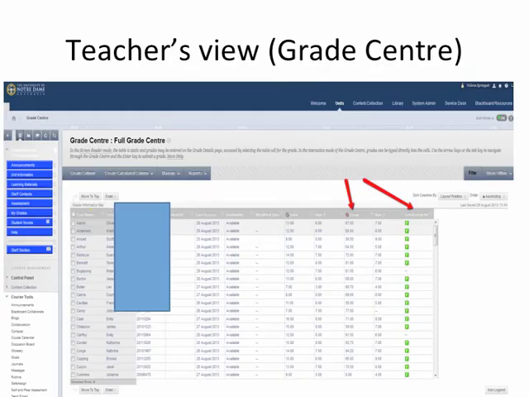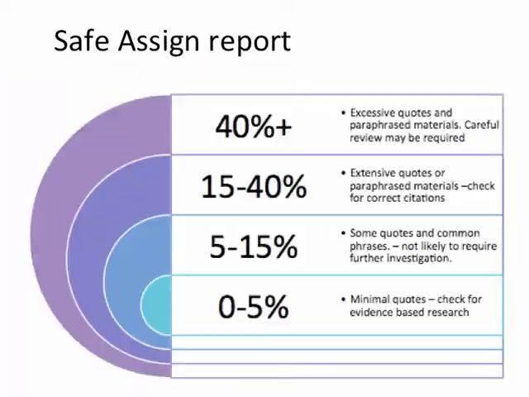So the teacher's view in the Grade Centre, again, looks very similar. You can see that SafeAssign has a link there, but it doesn't show you that summary that's in the other one. Now, in terms of the SafeAssign report, it gives you back a percentage that is matched.